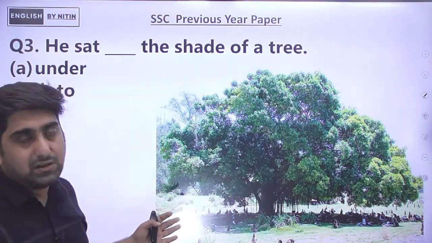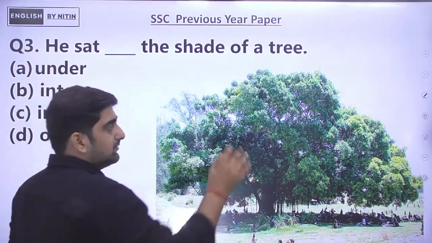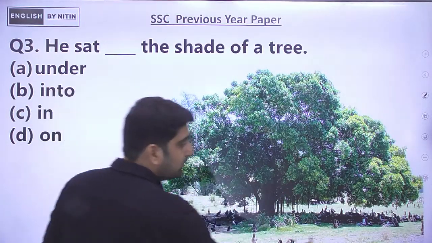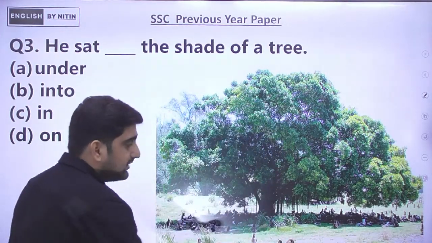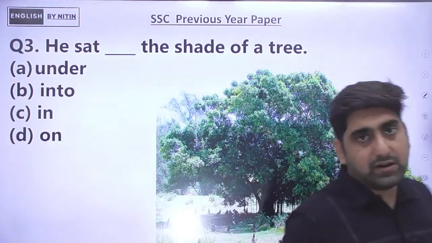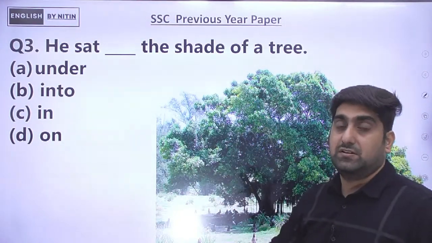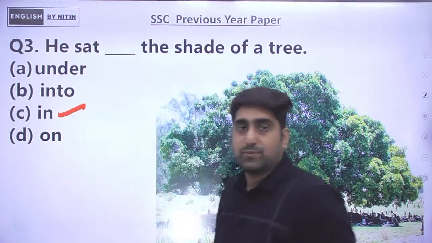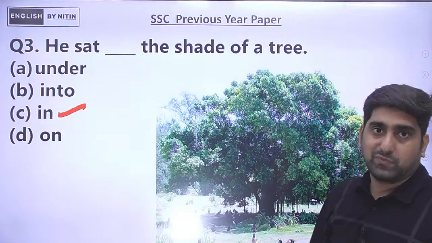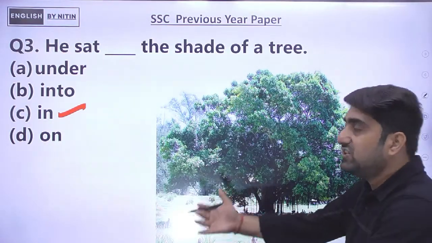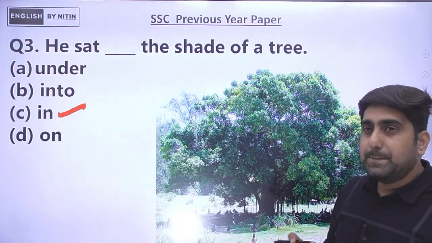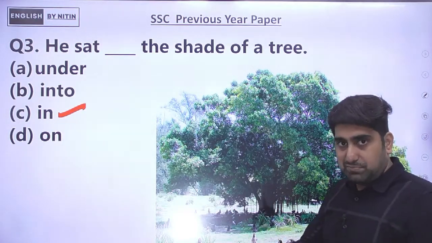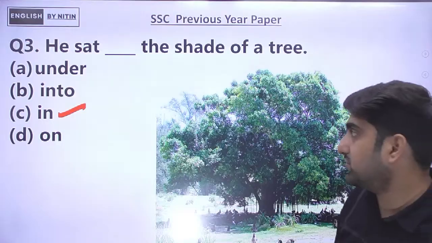Likewise, you can see the picture here. We have nothing to do with the tree. We are talking specifically about the shade, the territory, the boundary, and he has been in the boundary. So the answer for the question will be that option in is the right answer. He sat in the shade of the tree. In, why? In basically refers to be within something, be in limit, be in the shade, not outside the shade.